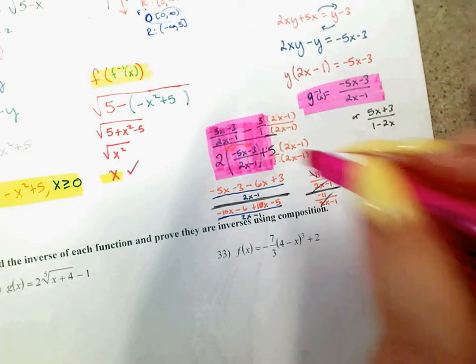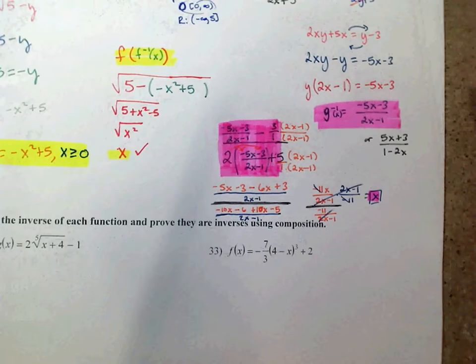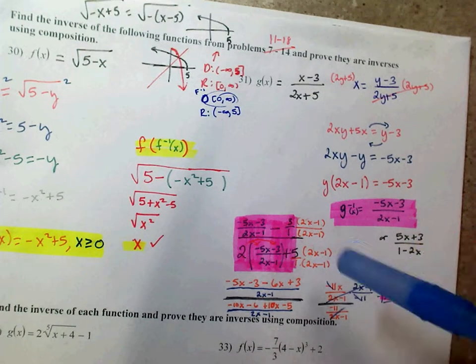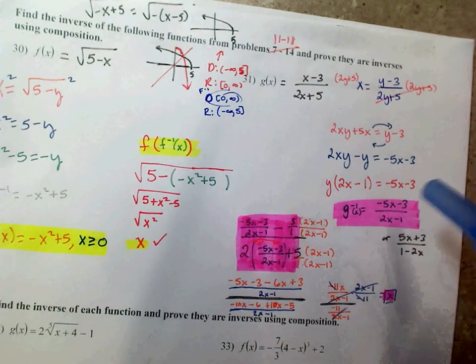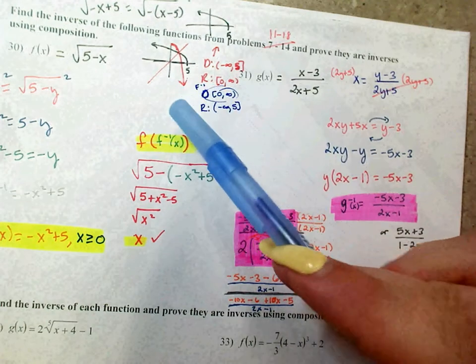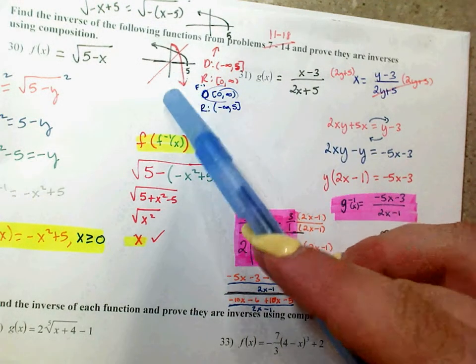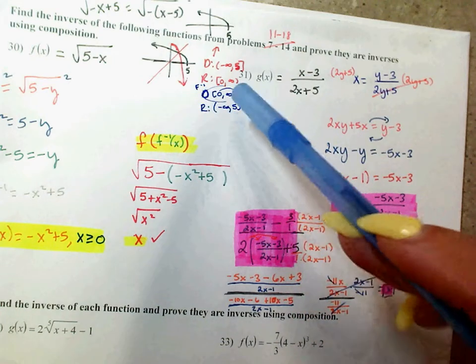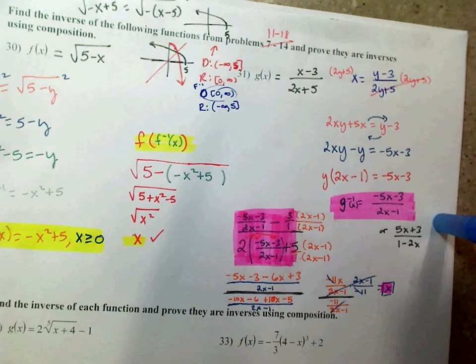Okay, so number 32. Find the inverse of each function and prove they are inverses using composition. So kind of the same deal. Just to be clear, on this one right here, I did not have to find any domain issues. I mean, I could have found the domain issues, but I didn't have to because I didn't ask you to. The only reason I had to talk about domain and range here is because I had to know which side of the parabola was my inverse, and it had to be the right-hand side because of sketching and figuring that out. Okay.